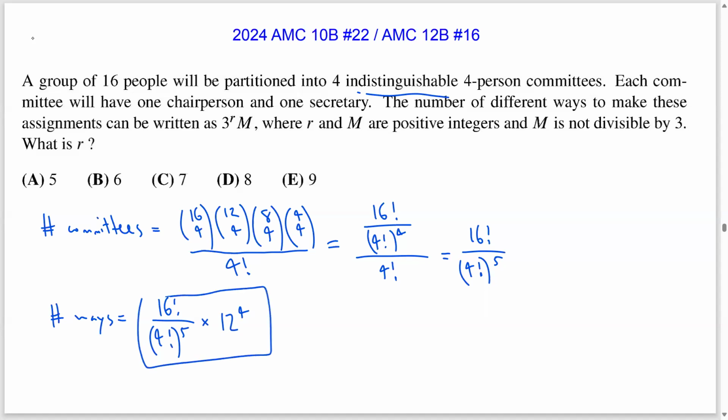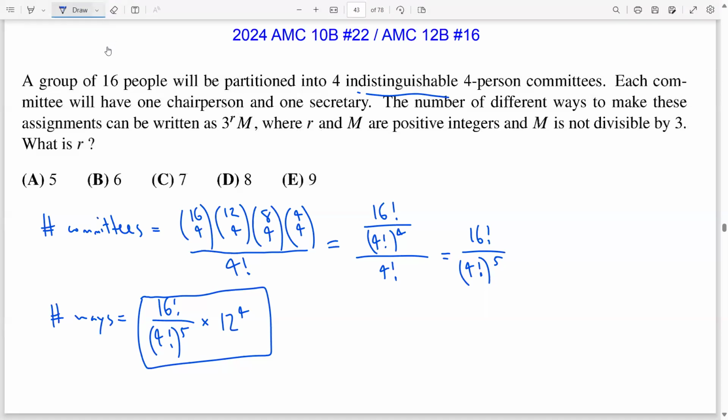So therefore, this expression that I've boxed here is going to give the number of different ways to make these assignments. Now, the nice thing here is that we don't need to fully compute this because we only need to find r. And r is the greatest power of 3 that divides this number. So first I'm going to look at 12 to the 4th. This clearly is divisible by 3 to the 4th, but not 3 to the 5th.